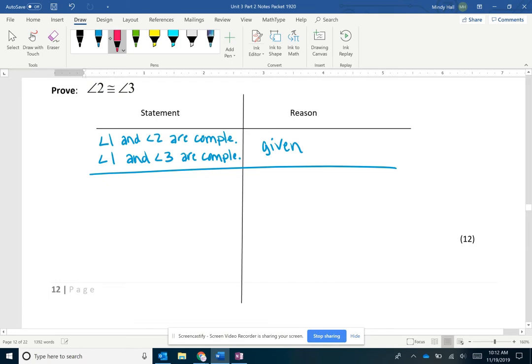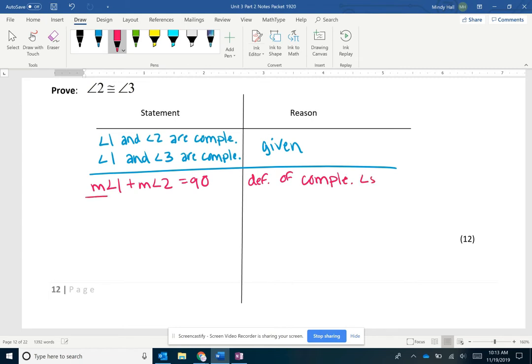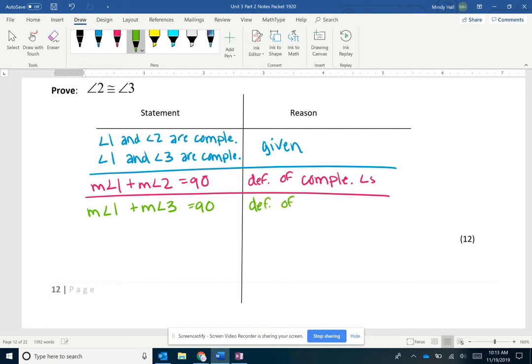Use your given to come up with more statements. If angle 1 and angle 2 are complementary, then I know they add up to 90. So I'm going to say the measure of angle 1 plus the measure of angle 2 equals 90 because of the definition of complementary angles. If I can say that about angles 1 and 2, I can say that about angles 1 and 3 as well. So the measure of angle 1 plus the measure of angle 3 equals 90 because of the definition of complementary angles.